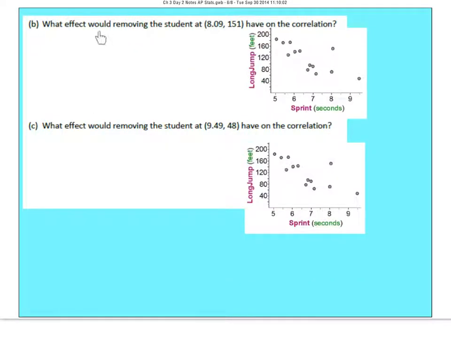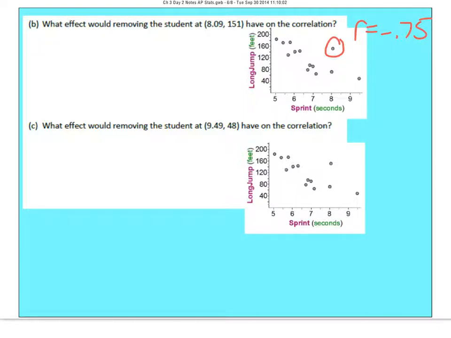Now let's look at this. What effect would removing the student who is at 8.09 seconds and 151 feet have on the data? This is that particular student. Remember, the correlation before was a negative 0.75. If we remove this data point, it's still going to be negative, but it's going to be even stronger of a relationship.